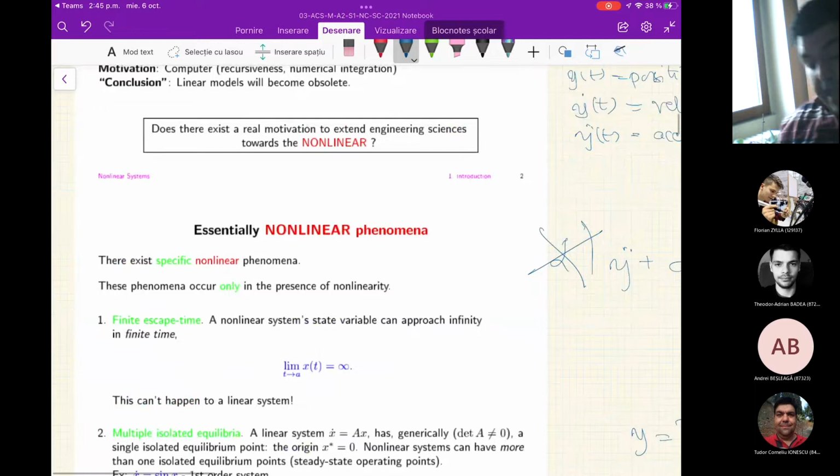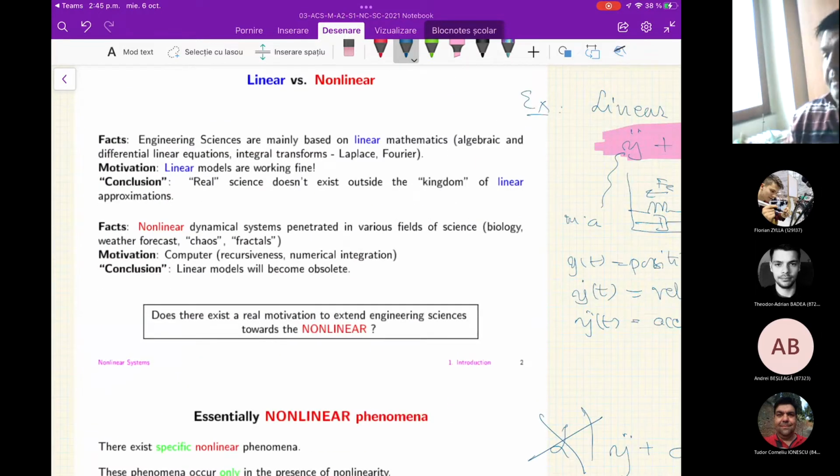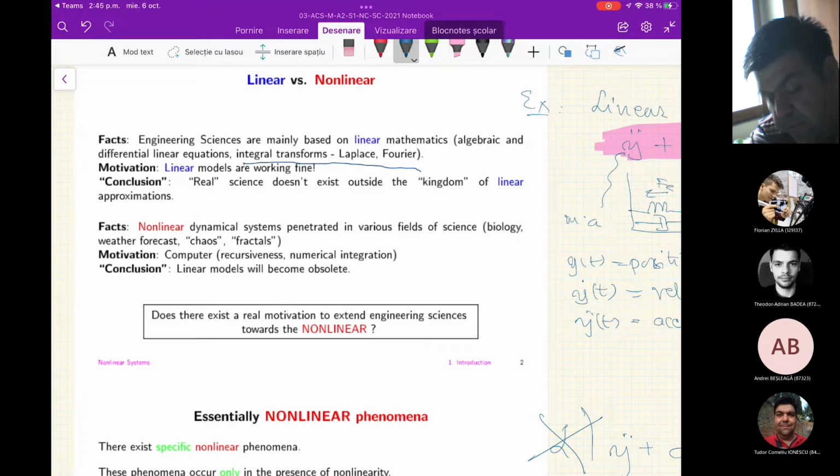So, like I said, engineering sciences are mainly based on linear mathematics, based on the superposition principle and the convolution operation between signals, given by linear differential equations. Due to the superposition principle, you can apply integral transforms like Laplace and Fourier to quantitatively and analytically give a formula of the response of such a system to a specific input signal fed to the system.